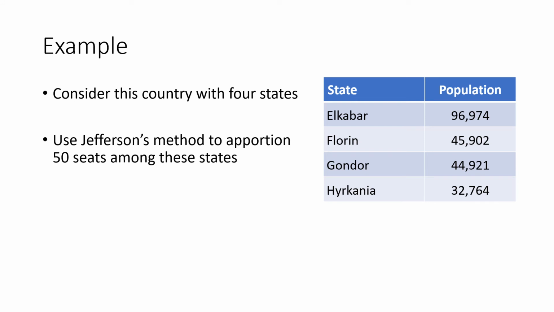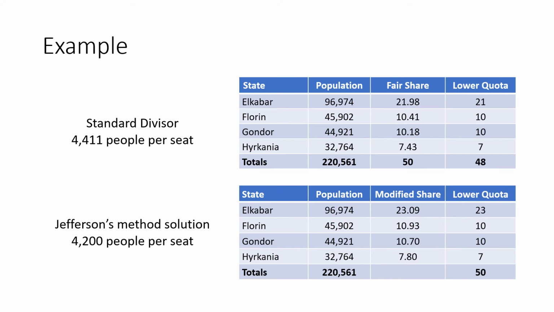So we've got this example with 4 states, E, F, G, and H. And if you want to work on this on your own, you can pause the video, but use the same method we just did before to apportion 50 seats among those states. I'm going to show you the answer on the next slide, but if you want to try it yourself, give it a shot. Okay, so we start by looking at the standard divisor. Where is this number 4411 coming from? Well, what I did is I added up the populations of all the states to get the total, divided that number by the number of seats. So this 4411, that's the standard divisor.